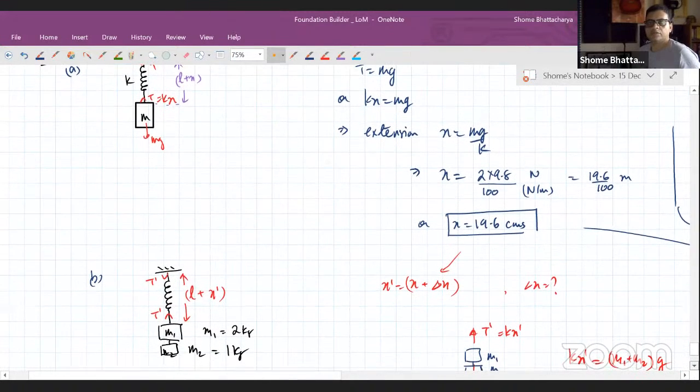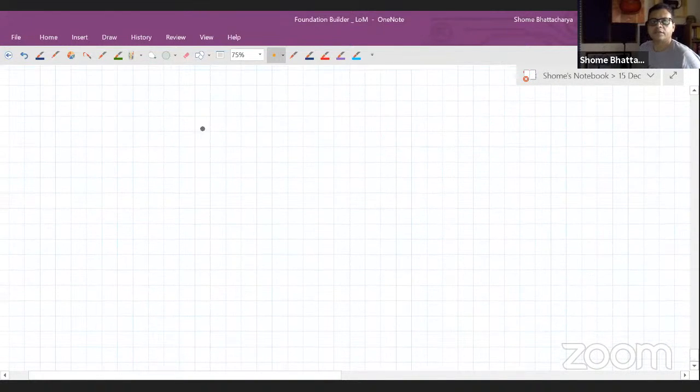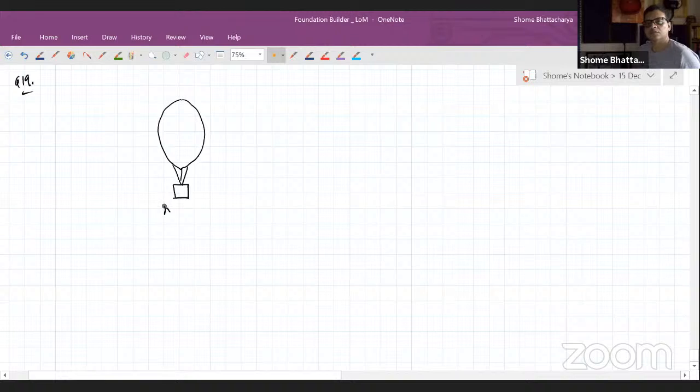Okay, so question 19 involves a hot air balloon, and some mass suspended to it. So let's say this is the mass suspended to a hot air balloon.